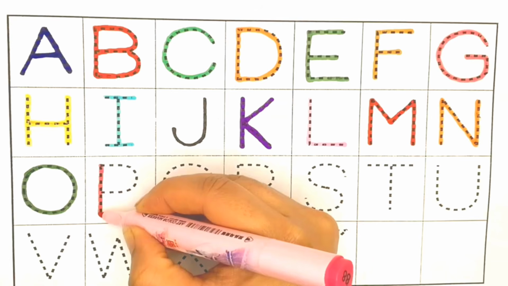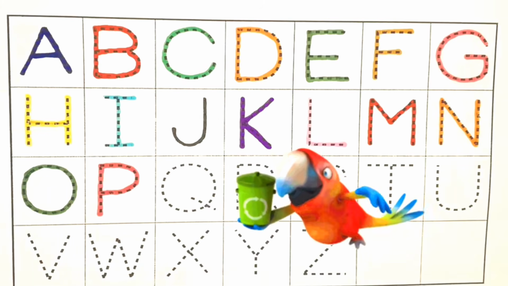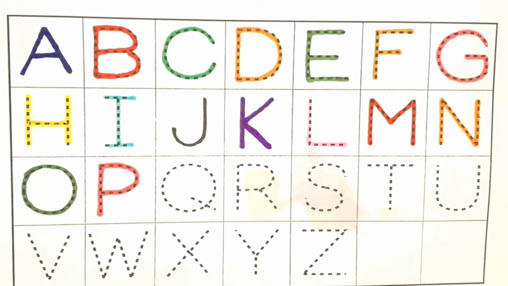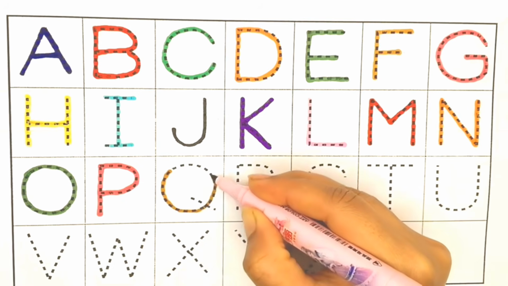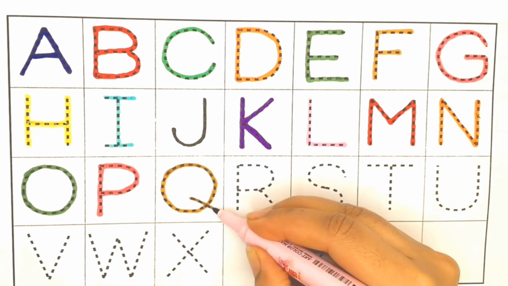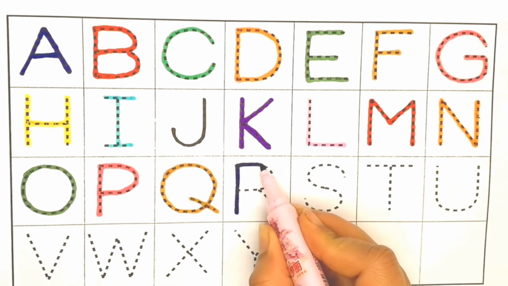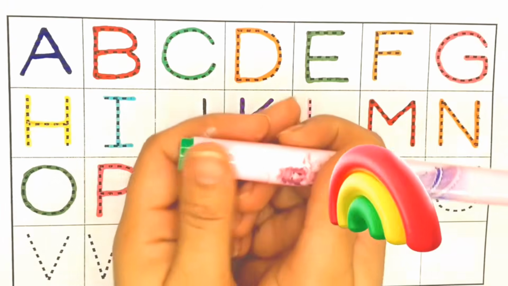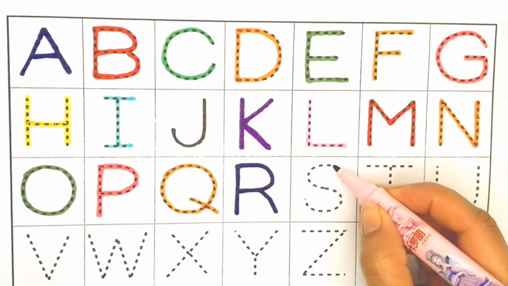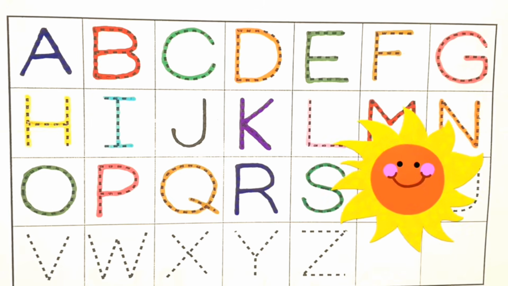P, P for parrot. Q, Q for queen. R, R for rainbow. S, S for sun.